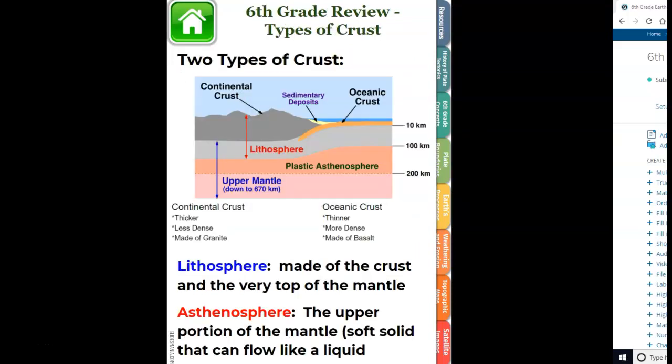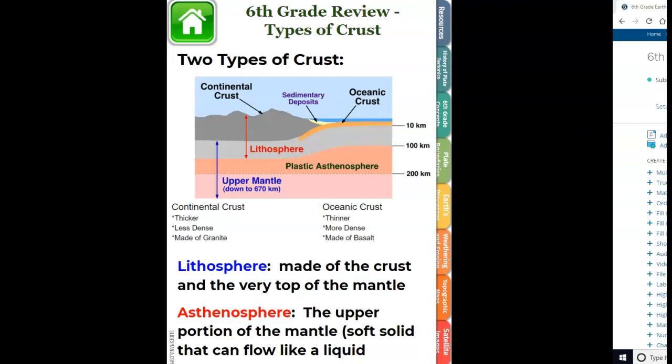You need to differentiate between the lithosphere's crust because there are 2 types of crust. The continental crust, which makes up the land masses, is going to be thicker crust, but it is less dense, meaning it's going to break up a little bit easier, which is how we can make those mountains. It is made of granite mostly. Obviously there's other types of rocks, but it's mostly made of granite.